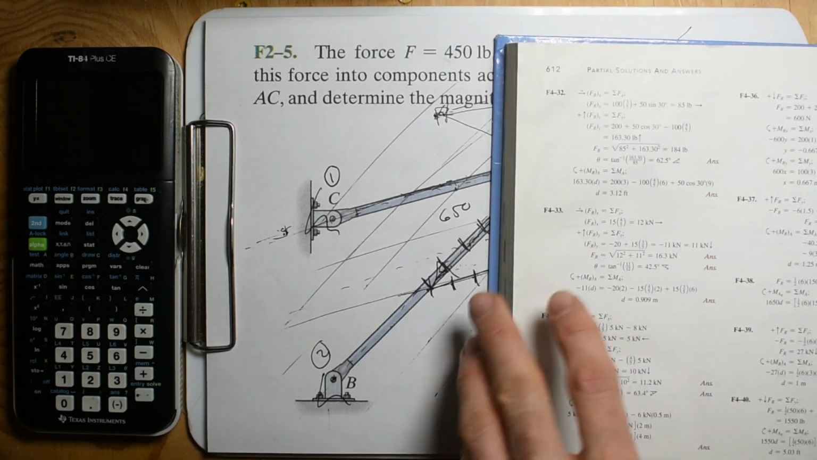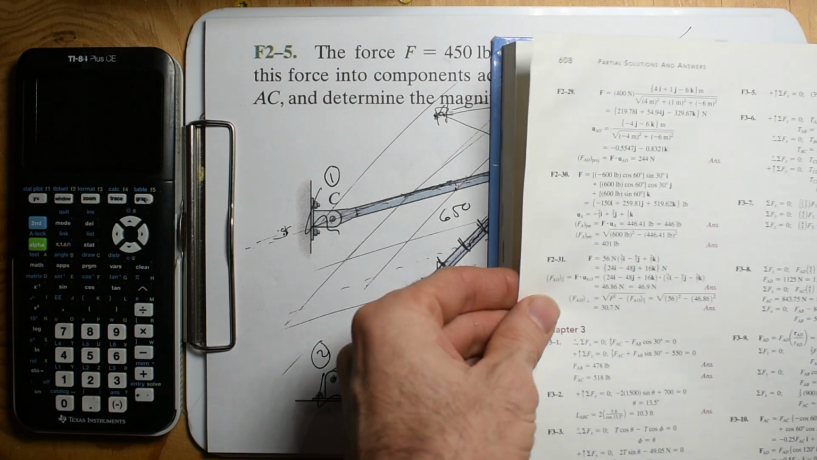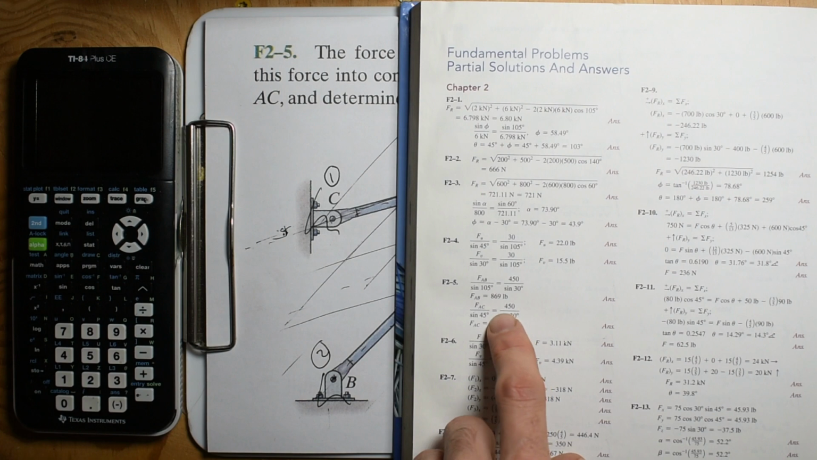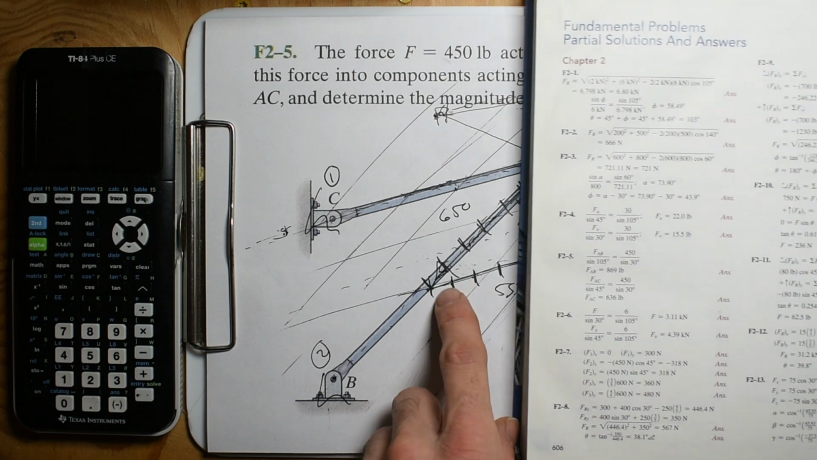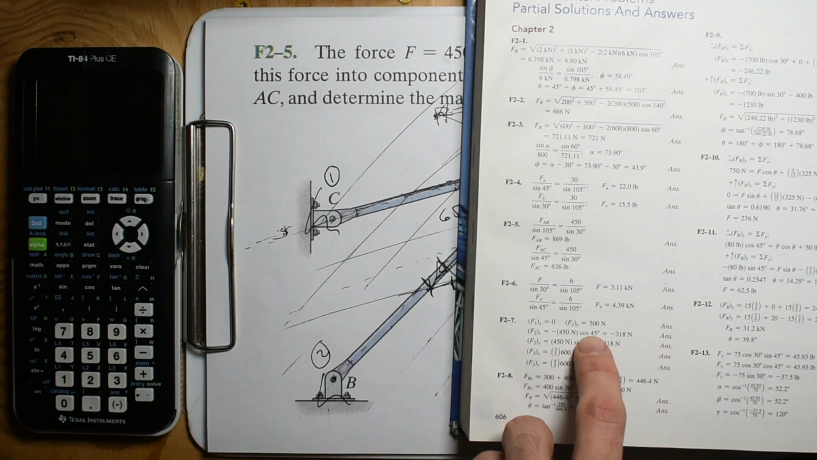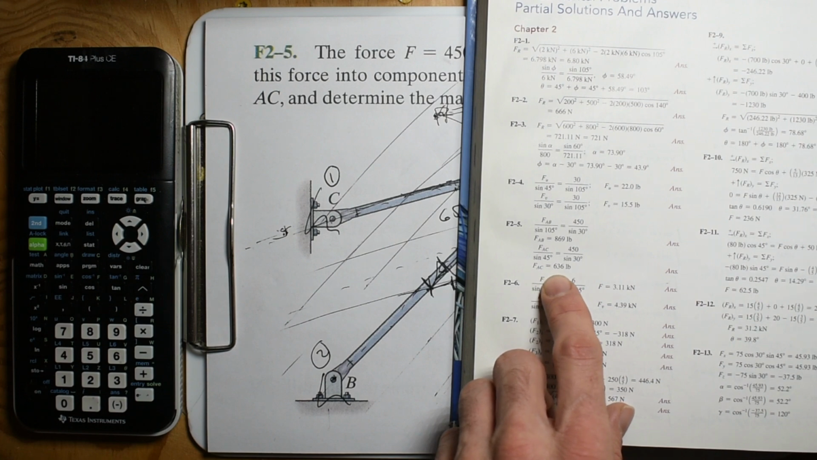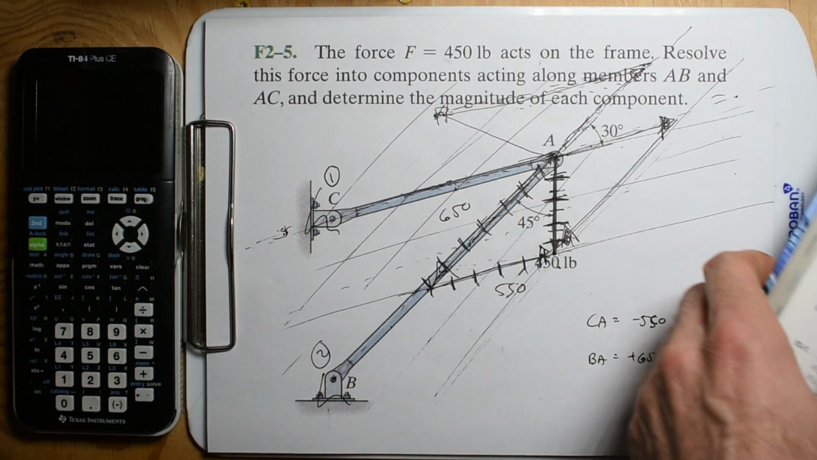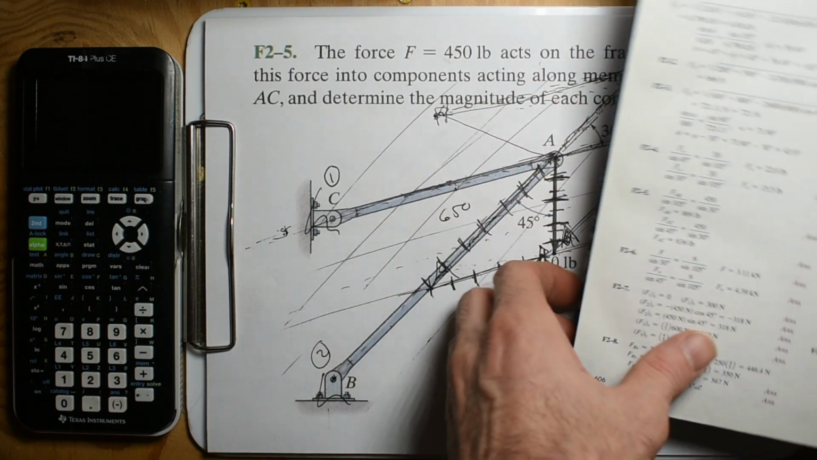Alright, so this is 5.25. One more page and we'll get there. And so we get 869, and that's going to be AB. So that's going to be the one in tension, right? And then FAC is going to be 636. And it just says, components acting along, determine the magnitudes of each component.